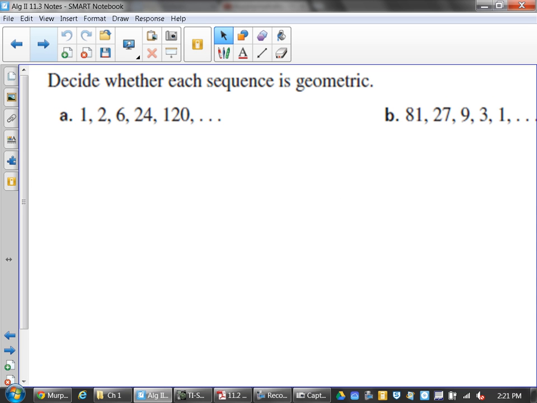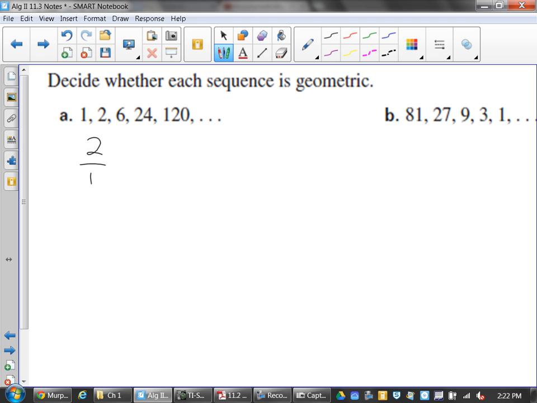For example, if I look at the first sequence here of 1, 2, 6, 24, and 120, and I want to decide whether or not it is geometric, I have to see if, to get to the next term, it's being multiplied by the same value each time. Here's how you check that. You always start with the second term, and you divide it by the first term.